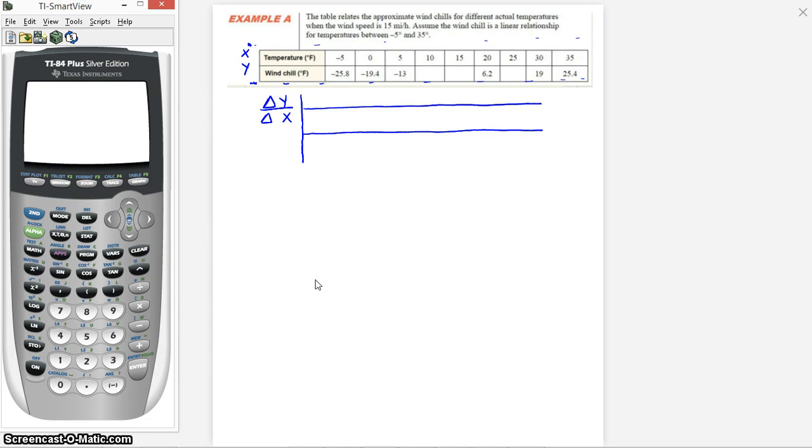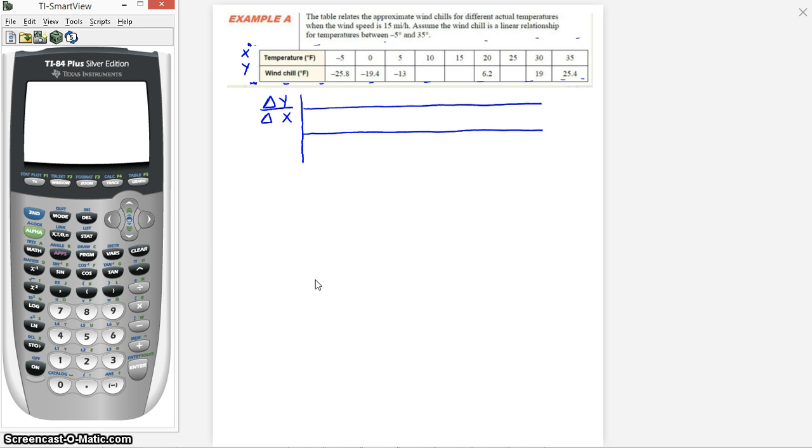Okay guys, so here's a practice problem. We're given a table. This is example A out of the book. And this table relates the approximate wind chills for different actual temperatures when the wind speed is 15 miles per hour. Assume the wind chill is a linear relationship for temperatures between -5 degrees and 35 degrees.